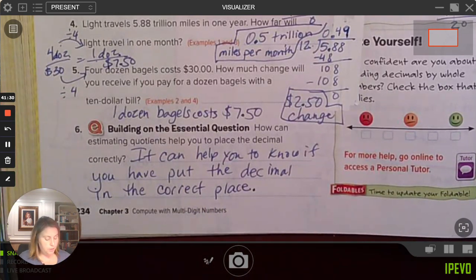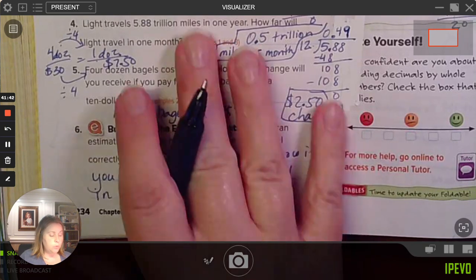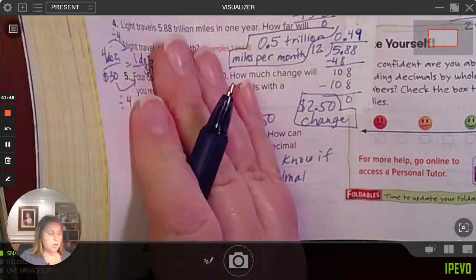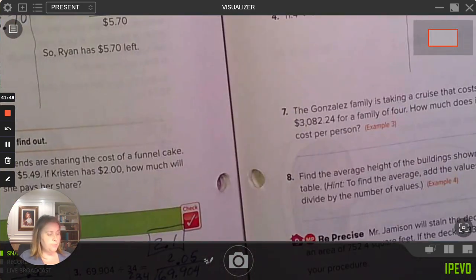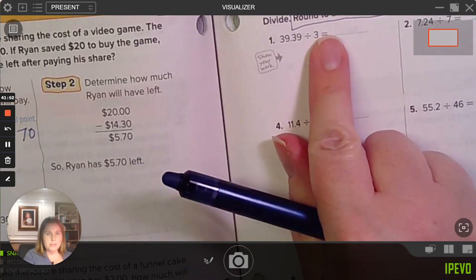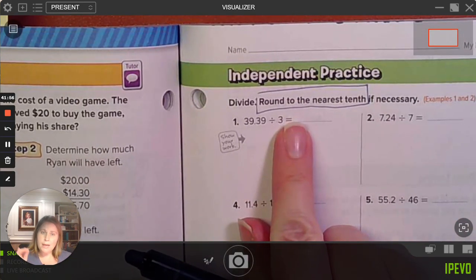Okay, so that is dividing decimals by whole numbers. So that is Chapter 3, Lesson 7. So basically, we divide like normal, except we bring that decimal straight up. And when you are doing the division problems, please make sure that you are carefully reading the directions so that you are not doing steps upon steps upon steps of long division. So we're going to have moderately long division.